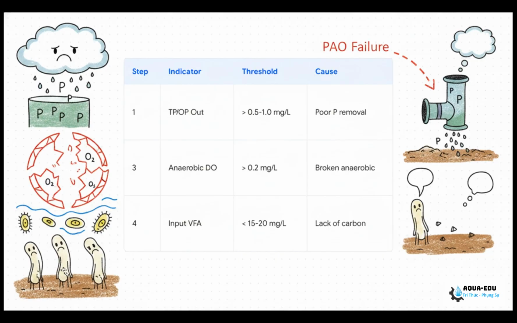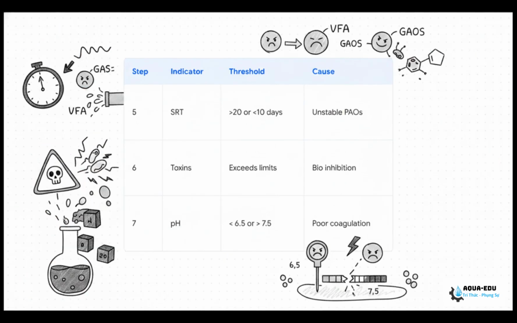For instance, if your DO is floating above 0.2 milligrams per liter, your strict anaerobic environment is totally busted. The PAOs will just breathe oxygen instead of absorbing VFAs. And if your input VFA drops below 15 to 20 milligrams per liter, your bacteria are quite literally starving for easily degradable carbon. But wait, there's more.